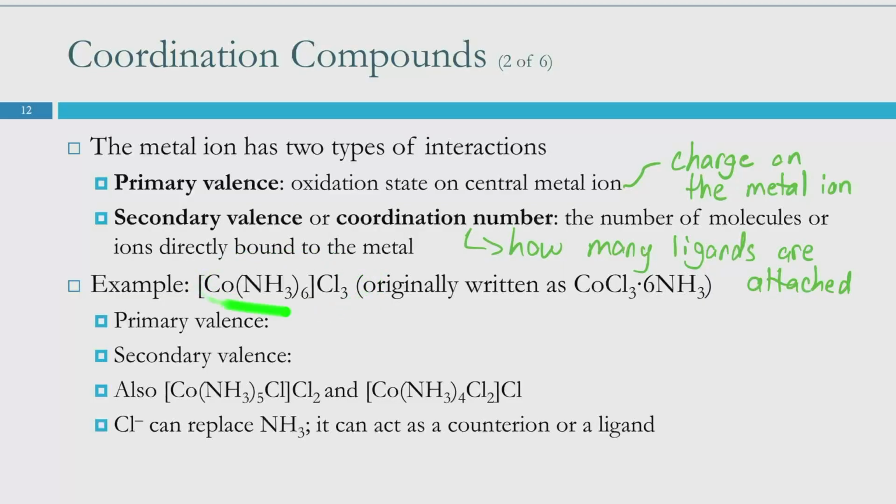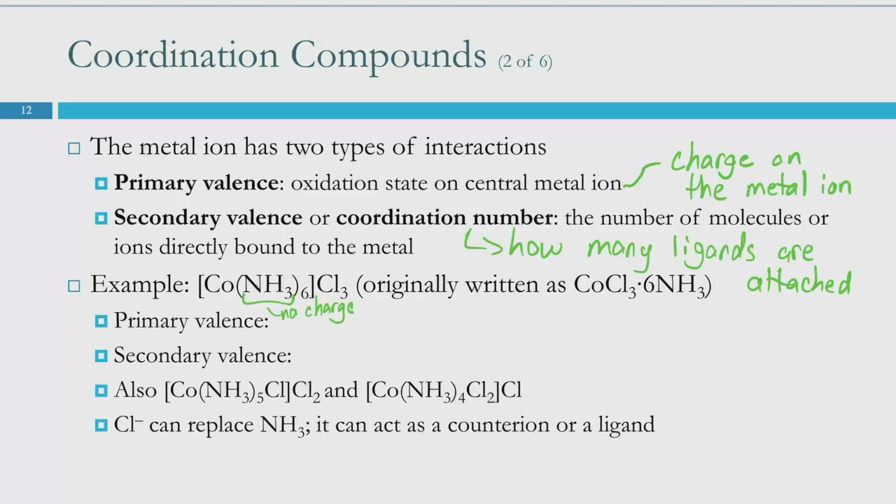So for example, for this compound, we've got our complex ion in brackets and our counter ions on the outside. This whole thing together is a coordination compound. Our primary valence, we need to figure out what the charge is on our cobalt. Our ammonia groups that are ligands coordinated with the cobalt are neutrally charged, so these are not going to affect our charge.